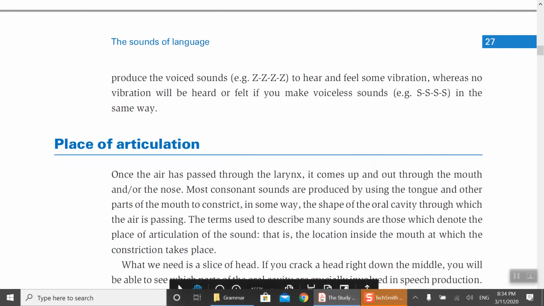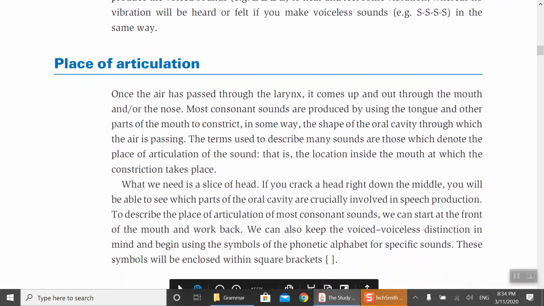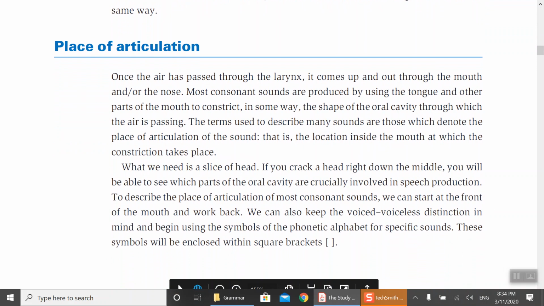So when we say place of articulation, how is it pronounced? You know the place means positions by lips, by tongue, teeth, alveolar ridge, velar, soft palate, okay, palate, etc. So this is the place of articulation. Once the air has passed through the larynx, it comes up and out through the mouth and or the nose. When the air comes from your lungs, it goes where? Either it goes out from the mouth or the nose.